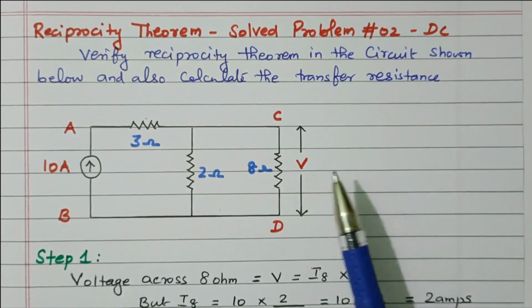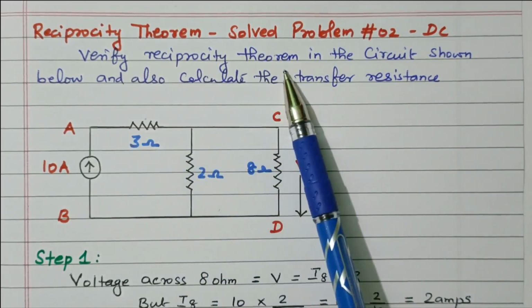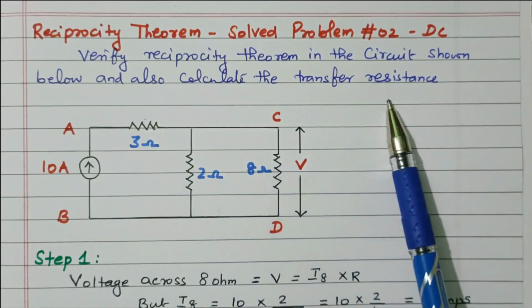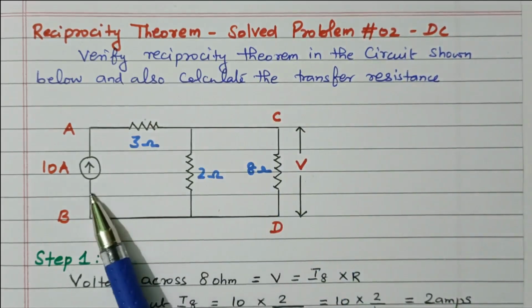Now we'll go to the problem. Verify the reciprocity theorem in the circuit shown below and also calculate the transfer resistance. So the circuit is given, right?